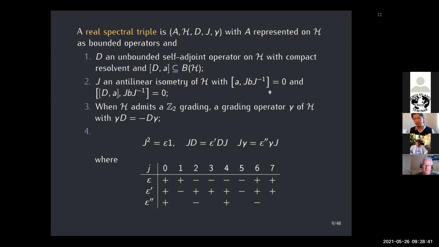And using this, you can further define what's called the 1st order condition, where these commutators of the Dirac operator with the algebra, which from now on I'll just call 1 forms, because that's effectively what they are in this framework, commute with elements of JAJ. And it's called the 1st order condition because this is just, in the commutative case, equivalent to an algebraic way of formulating that your Dirac operator is a 1st order differential operator.